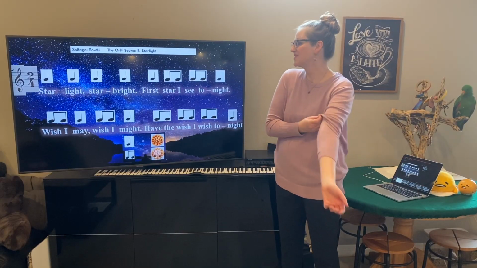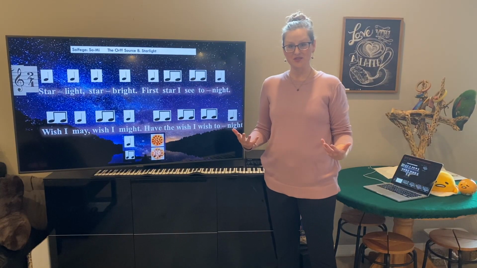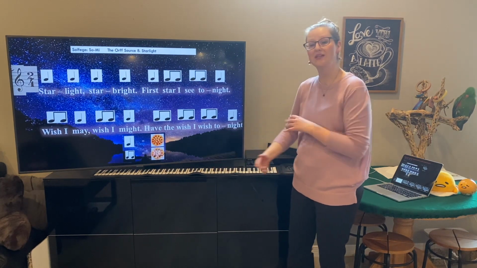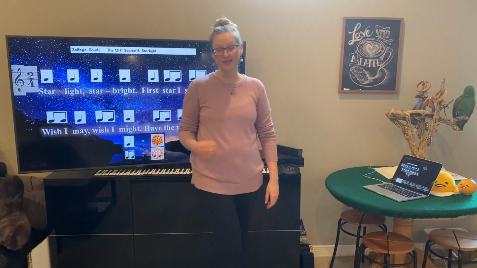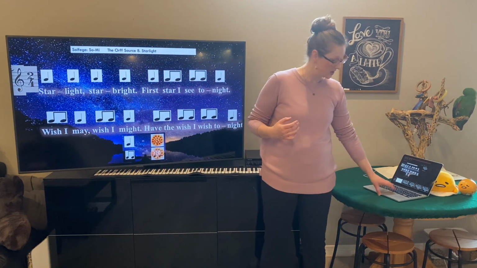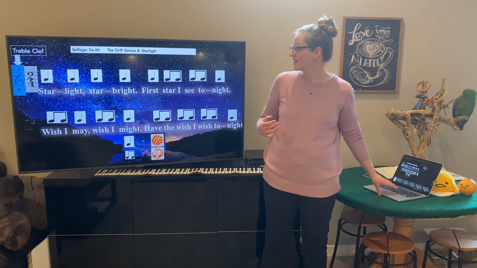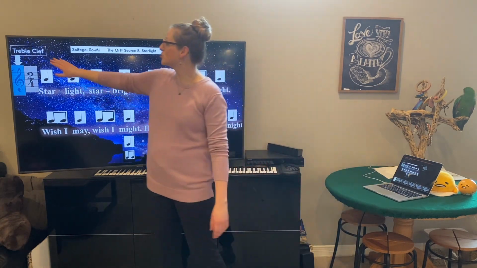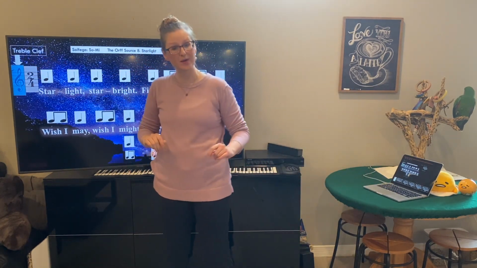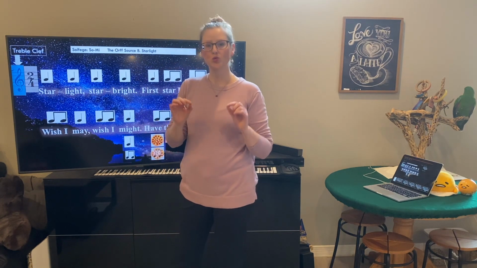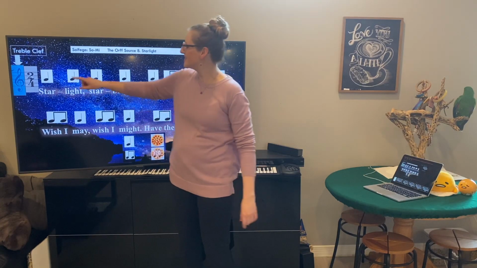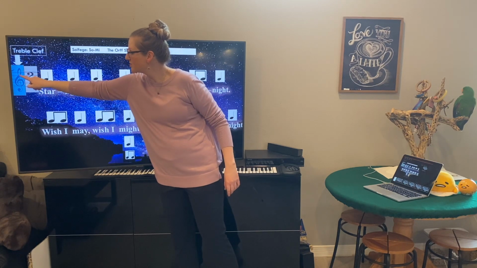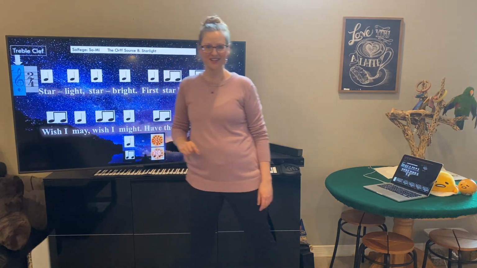Okay, kids. So, when we're learning music, we have a couple symbols we need to know about. And this one is very important. It's on a lot of music. It's called the treble clef. Can you say treble clef with me? Treble clef. And it looks like this, kind of curls around, just like that.